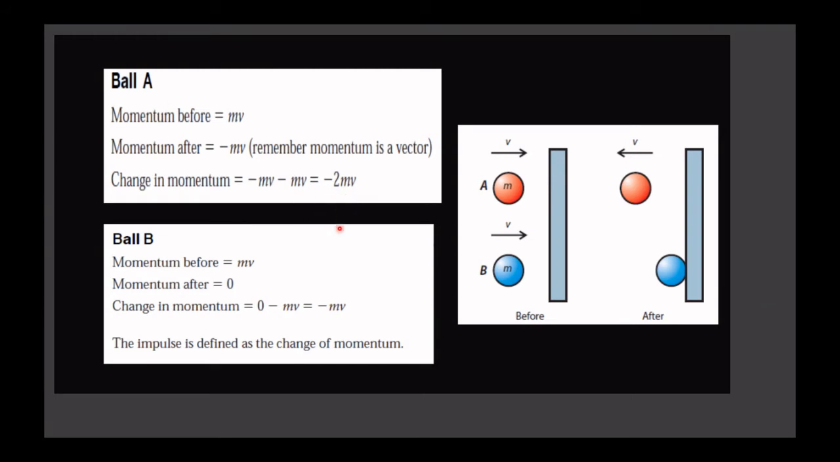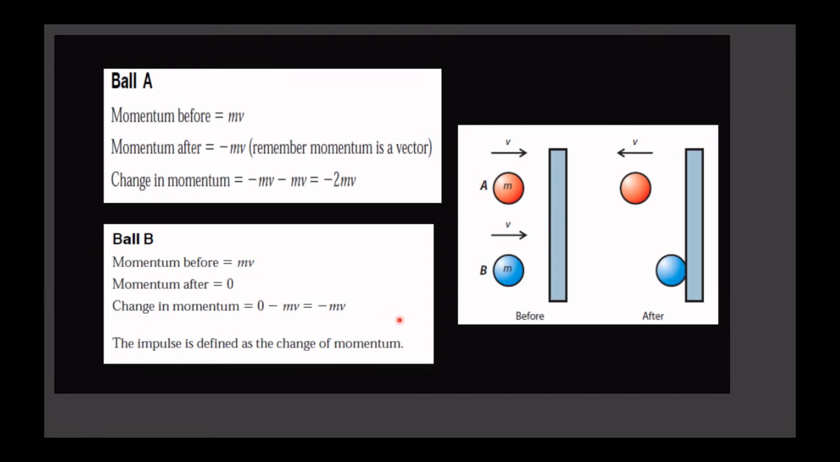So look at the second situation. Here the ball B, which is moving towards right, strikes the vertical wall and gets stuck to the wall. In this case, how to calculate change in momentum? Momentum before is equal to m into v. Momentum after is 0. So change in momentum is final momentum minus initial momentum, which is equal to minus mv. So this is how you need to do the calculation of change in momentum.